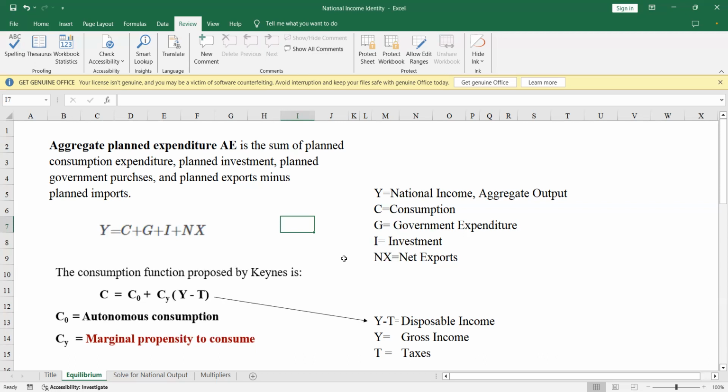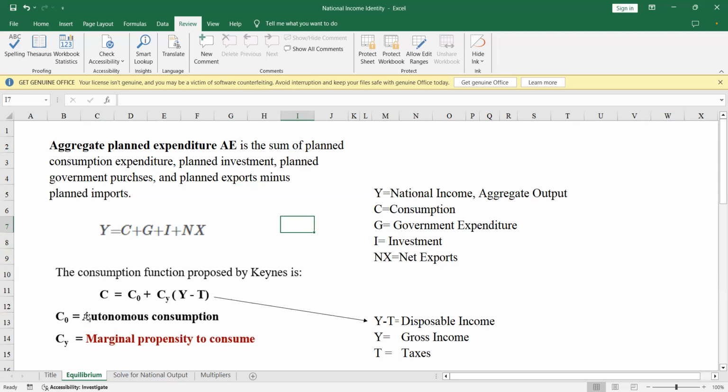Simultaneously, we also have the consumption function, which is C. The total consumption is the sum of your autonomous consumption C naught plus CY, which is the marginal propensity to consume, times your disposable income Y minus T, and Y is your gross income. Now, in an economy, the sum of all the incomes or the gross incomes Y will be equal to the GDP of the economy, which will be equal to your aggregate planned expenditure. So after solving the two equations together, the gross income of all the people living in this economy should be equal to your aggregate expenditure.